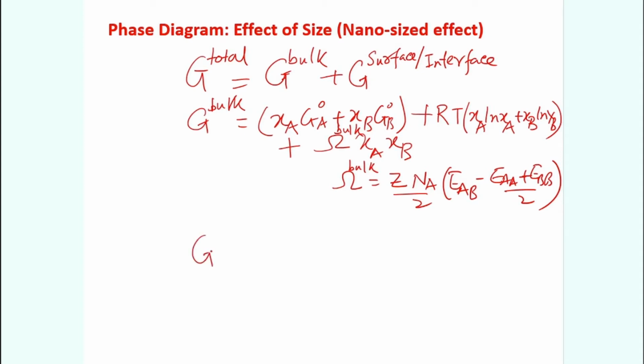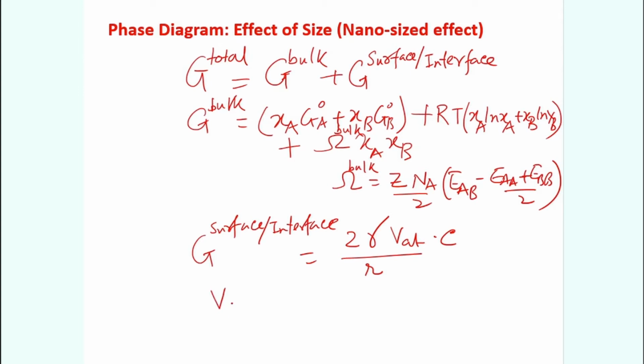Then G surface or interface is written very simply for a spherical particle. You know that it is twice gamma, where gamma is surface energy, V atomic volume, by radius r, multiplied by c, where c is a constant that depends on the shape. Okay. Now, other than that, you need also the molar volume of the whole thing. That is nothing but Xa Vma plus Xb Vmb.